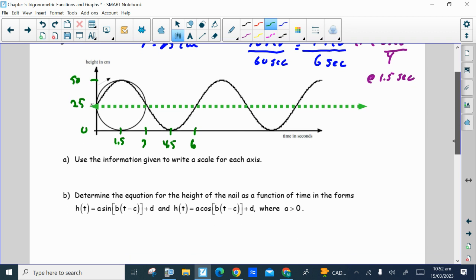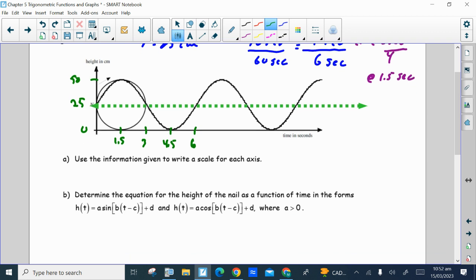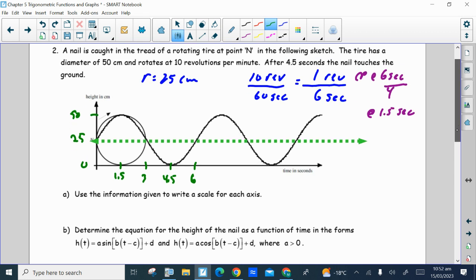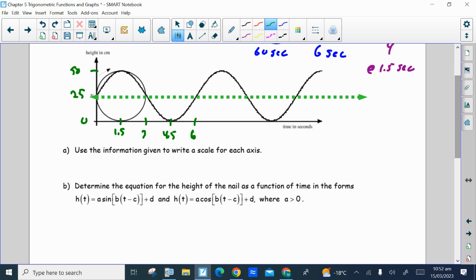And now we want to write the equation for the height of the nail as a function of time, whether it's a sine or a cosine function, and A is greater than 0. And once again, we'll use the minimum possible phase shift. So if it's a sine function, there is no C value, because the graph of sine starts in the middle heading upwards, which is what this graph does. But we need to know our A value. A is the distance from the horizontal midline to the max or to the min. That is positive 25, which is also our D value, because our horizontal midline is at positive 25.